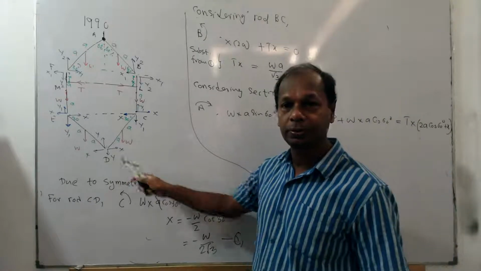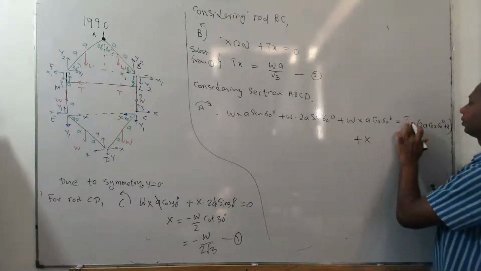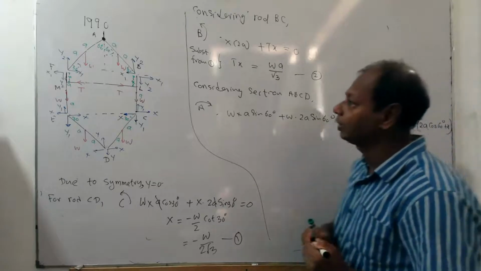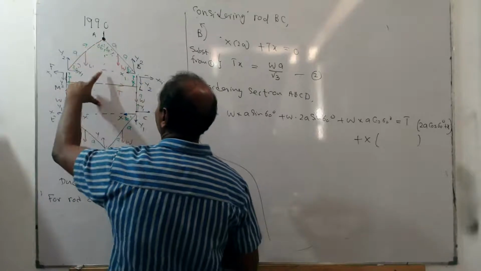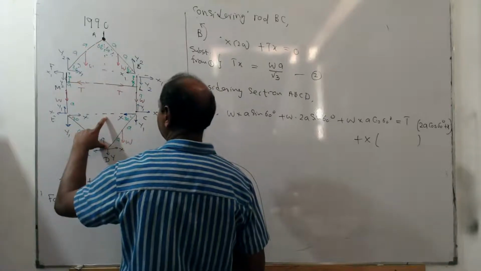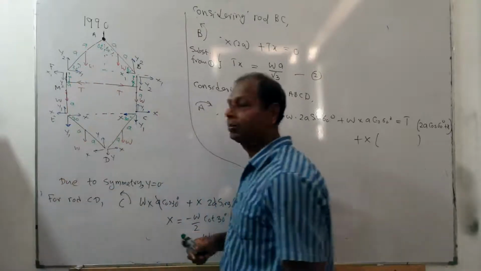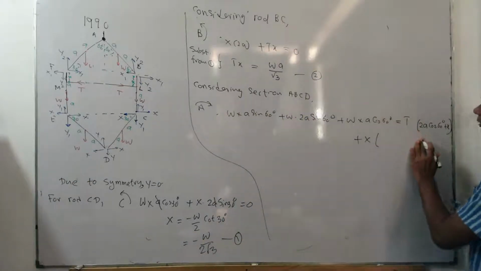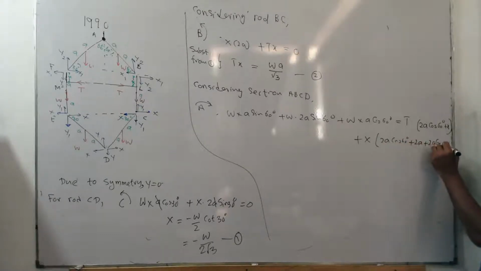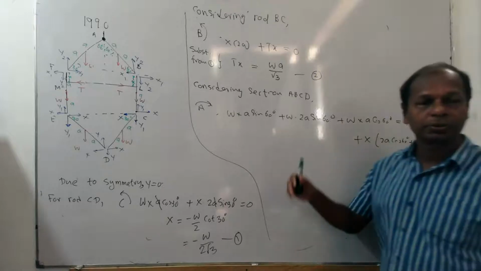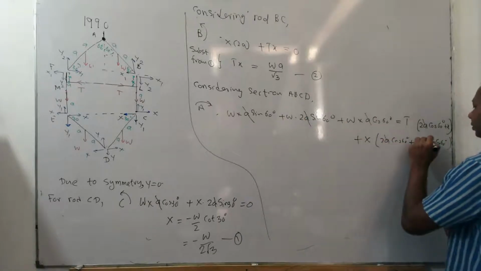And there is this capital X also. That's also rotating in the same direction. Plus X into, what is the distance to that? From here to here: 2A cos 60 plus 2A plus again 2A cos 60. You can solve these two equations and you will get the answer. In fact, two answers.